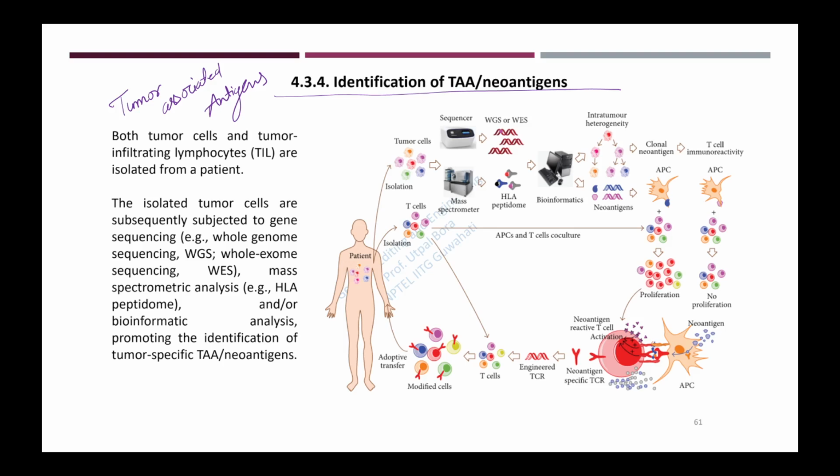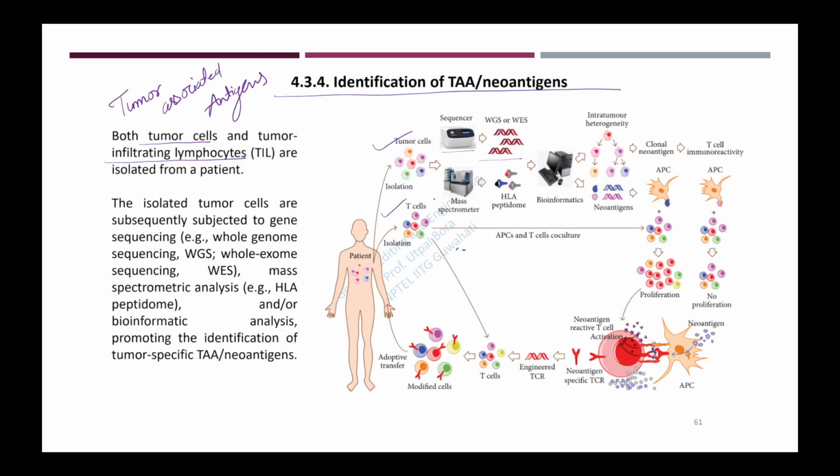Okay, so how to identify these particular antigens? If you can identify these tumor associated antigens or neoantigens, you can modify your CAR T cell receptors according to that antigen to make a more specific response. Okay, so both tumor cells and tumor infiltrating lymphocytes are isolated from the patient. Tumor cells and also the T cells, both are isolated from the patients. Okay, so the isolated tumor cells are subsequently subjected to gene sequencing. So these tumor cells are subjected to whole genome sequencing.